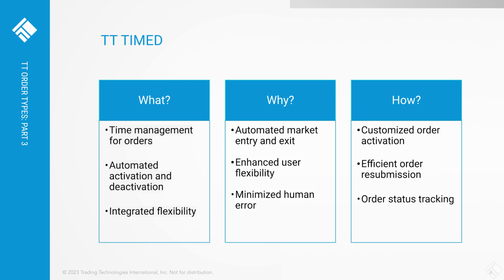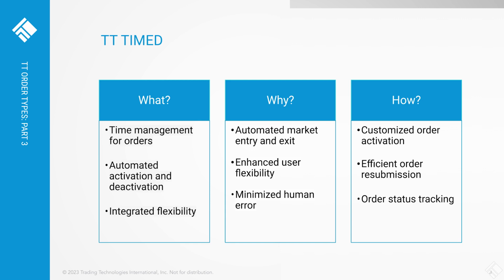Timed orders are used to manage orders that need to enter or exit at a certain time or event in a trading day. Examples would be exit by market close or before the release of an economic number. TT timed order parameters schedule an order's start date and time and/or end date and time and may be included as part of all other TT order type orders.